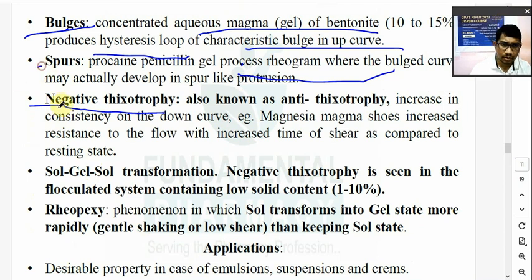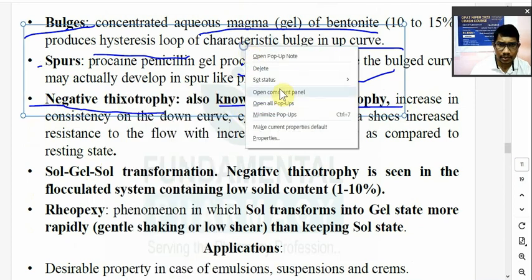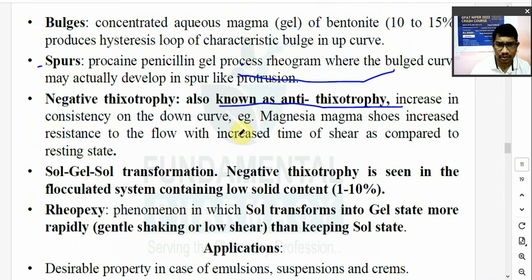Now negative thixotropy is also known as anti-thixotropy. Increase in the consistency on the down curve. Magnesium magma shows increased resistance to the flow with increased time of shear as compared to the resting state.